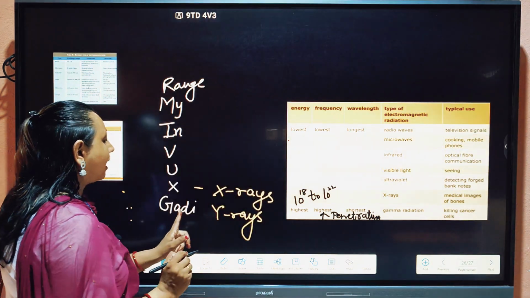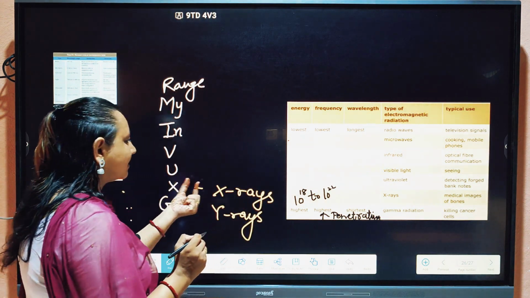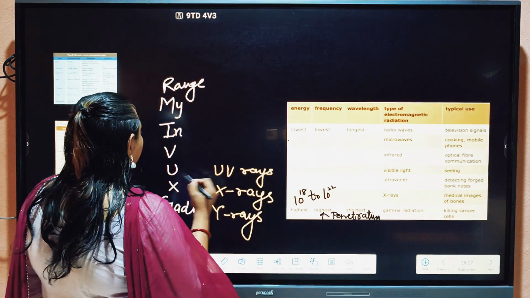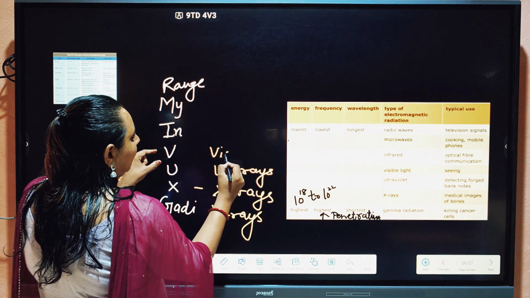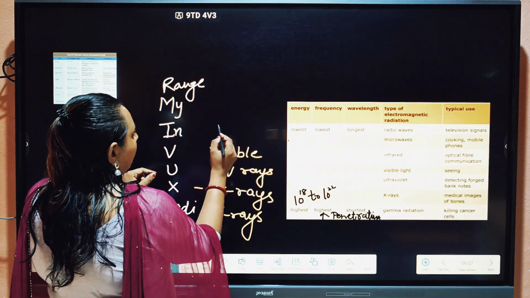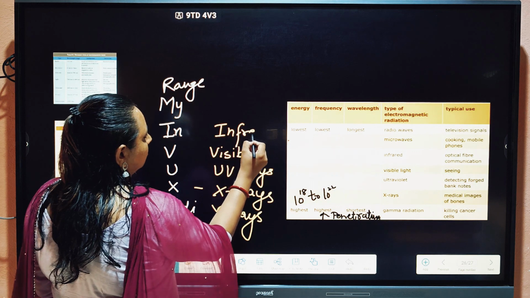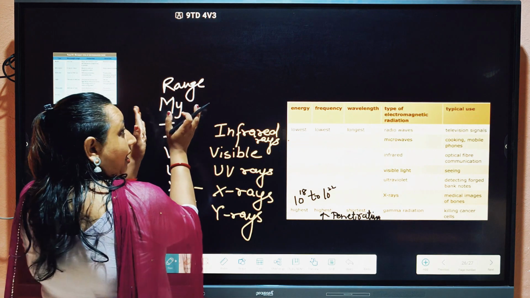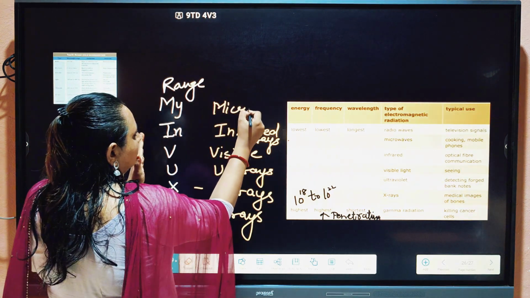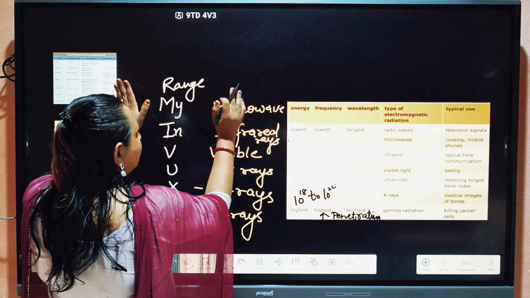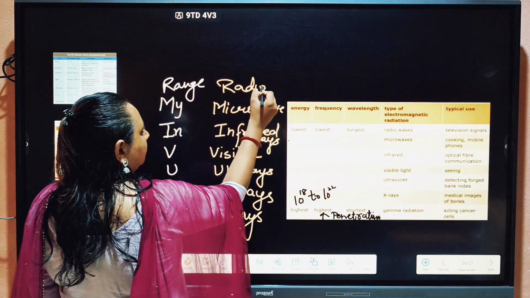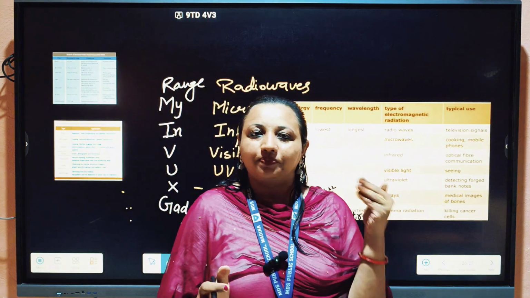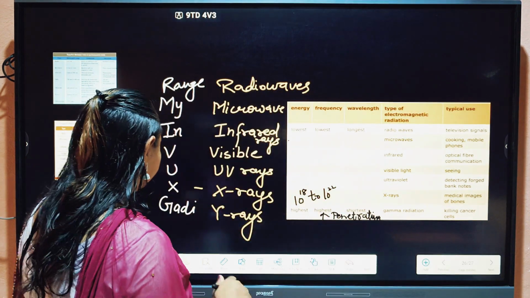So what does it mean? Gaudi means gamma rays, X is X-rays, U is UV rays, ultraviolet rays, V is visible light rays, I in is infrared rays, M in my is microwaves, and R in range means radio waves. So this is a trick to remember the electromagnetic spectrum: Gaudi XUV in my range.